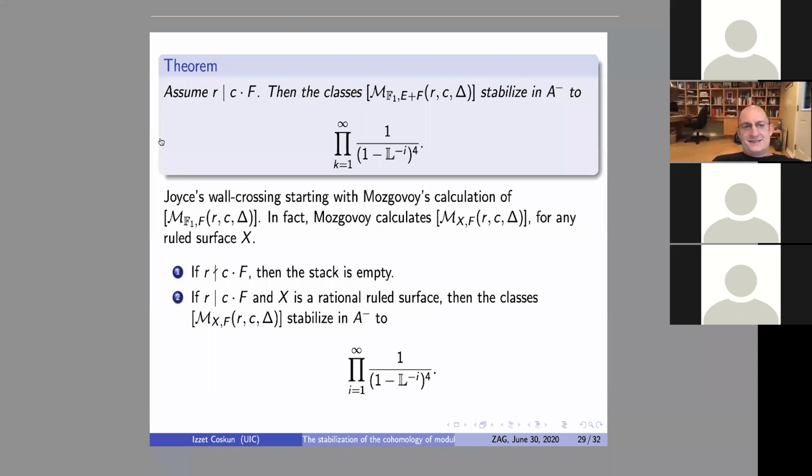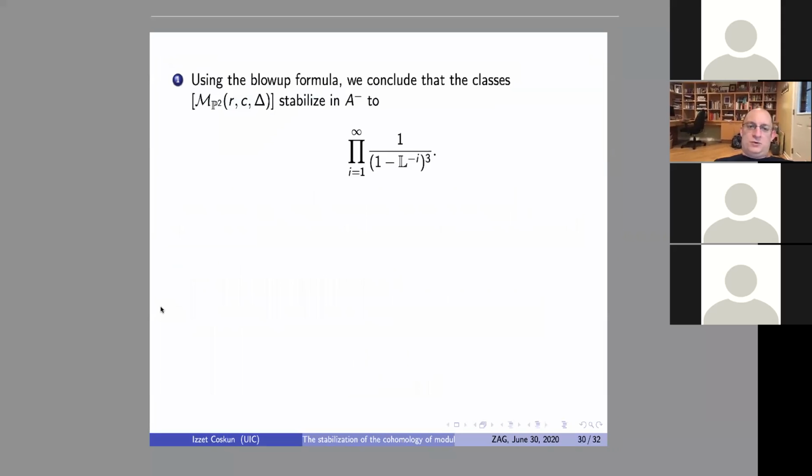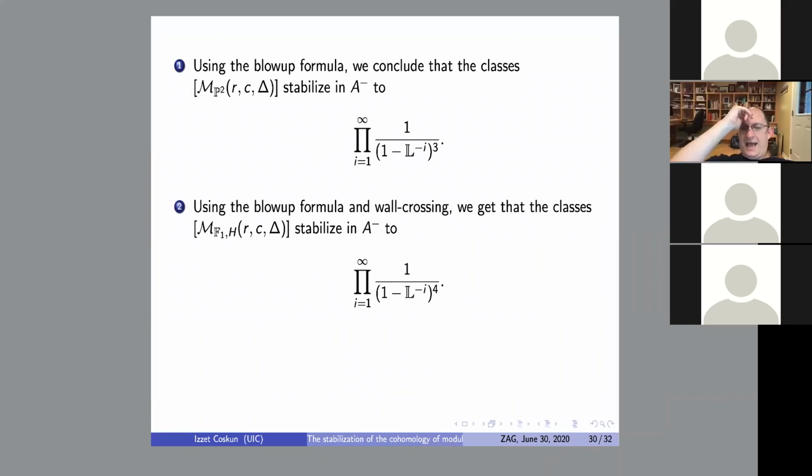The key point here is that when you do this calculation, you need to assume that the rank divides C1.F. Otherwise, the stack is empty, so there isn't much to do. Okay. And once you've gotten to the class E plus F, now you can use the blow-up formula to get the formula for P2. So now once you get it for P2, then you can go back and find the formula for F1 without any restrictions on R dividing C1.H.